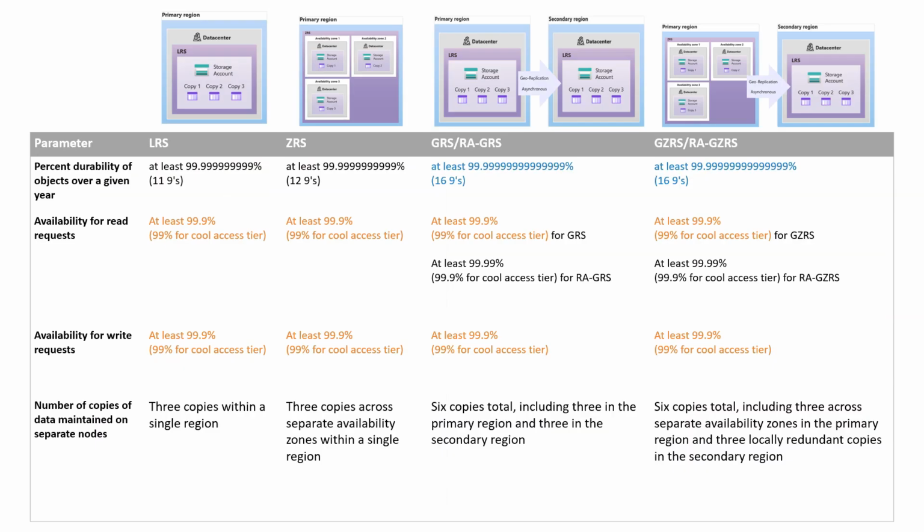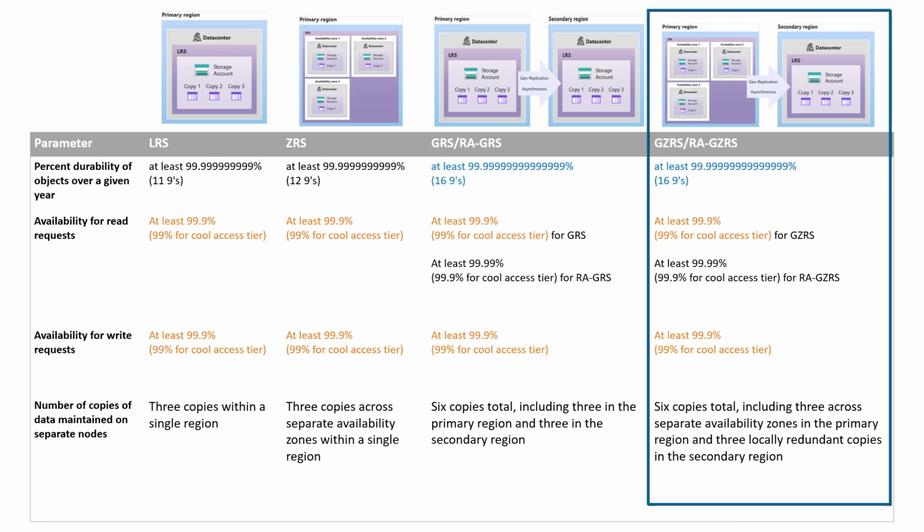So let's see the numbers. The numbers for this are pretty much the same as geo redundant storage and zone redundant storage. You have a read access option also there, that is called read access geo zone redundant storage, and the numbers for that are also the same. And if you look at the bottom, it says 6 copies total, 3 across separate availability zones in the primary region and 3 local redundant copies in the secondary region.